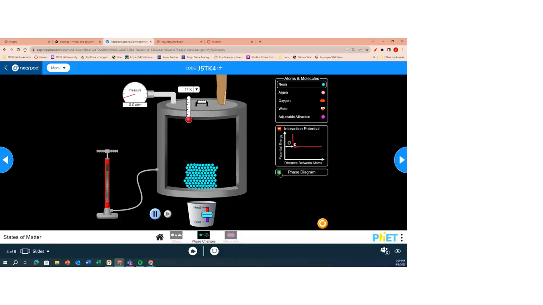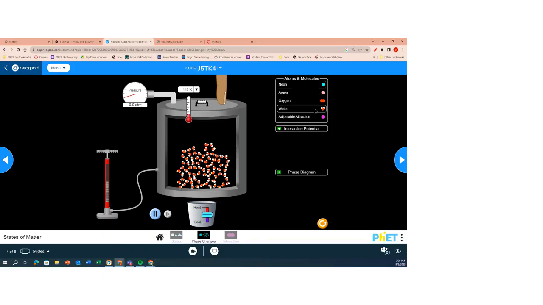We don't need this phase diagram here or the interaction potential. We have a pressure gauge, and we have a pump to add more molecules or atoms. We have water, which we're going to be talking about mostly, and we also have oxygen, argon or neon. So we're going to be talking about water, and we're going to put this to Celsius. This is pretty cold, 127 degrees Celsius. We have some vibration here, and this represents a solid.